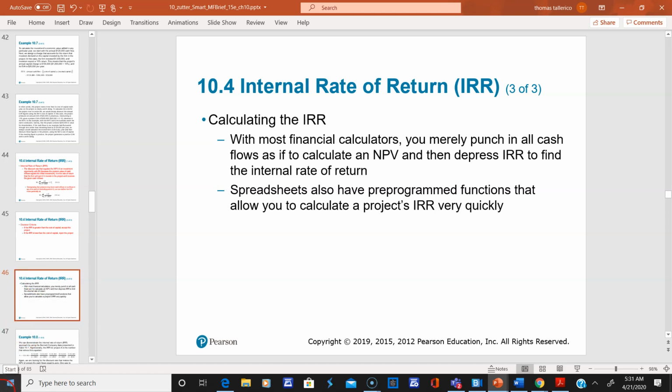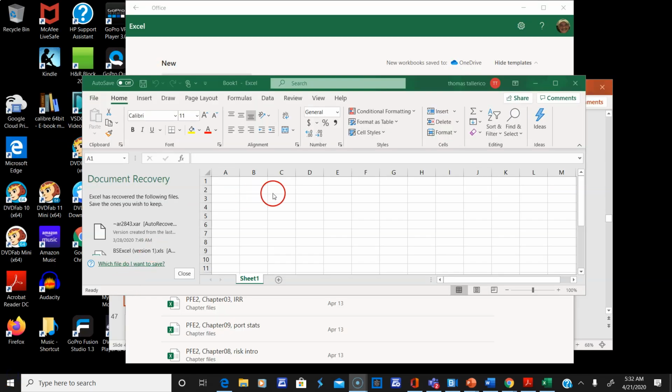The built-in function in Excel has a function called IRR. And I don't know if I have Excel up here. But let me see if I can bring up the Excel function. Give me 1 second. All right, so anyway, I brought up the Microsoft Excel function. I want to show you where internal rate of return is.